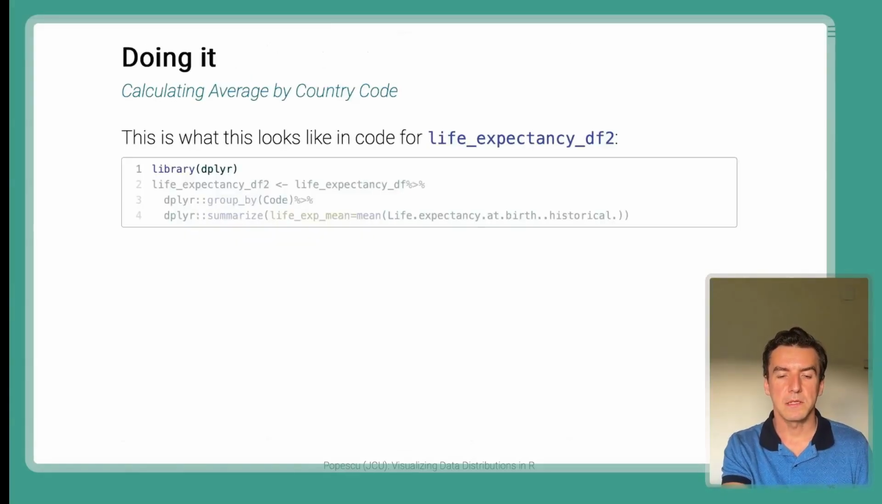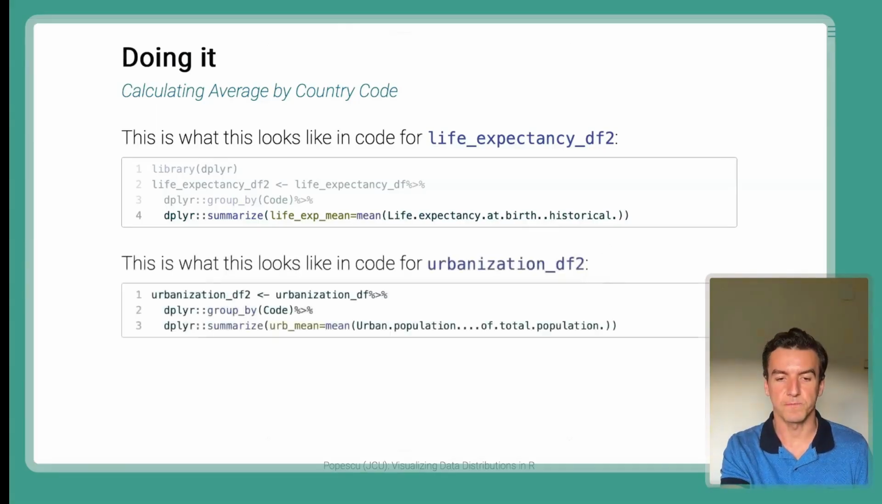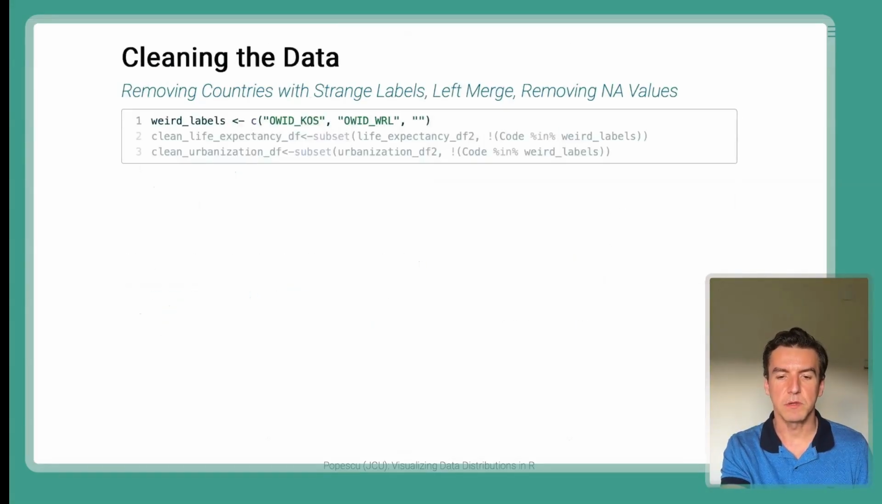Okay, let us calculate the average life expectancy by country code. This is something that we have covered already. So I'm creating a new data frame called life_expectancy_2. I'm grouping by code, and then I'm calculating the mean called life_x_mean, which is the average life expectancy per country. I'm doing the same for urbanization, very similar to before.